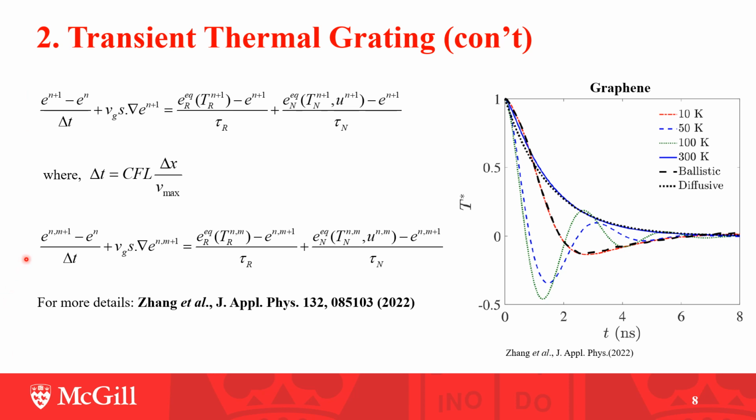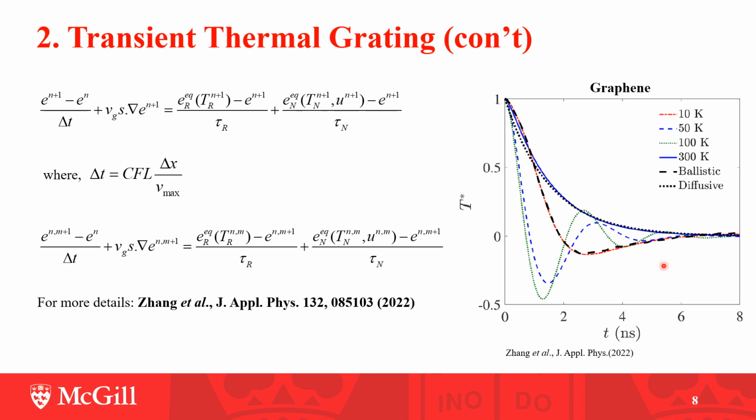And we can see here that delta t is the time step and is given by this relation. CFL is the Courant-Friedrichs-Lewy number, delta x is the minimum discretized cell size, and Vmax is the maximum group velocity. And this CFL is usually between 0.04 and 0.4. So I really encourage you to read more details in this paper.